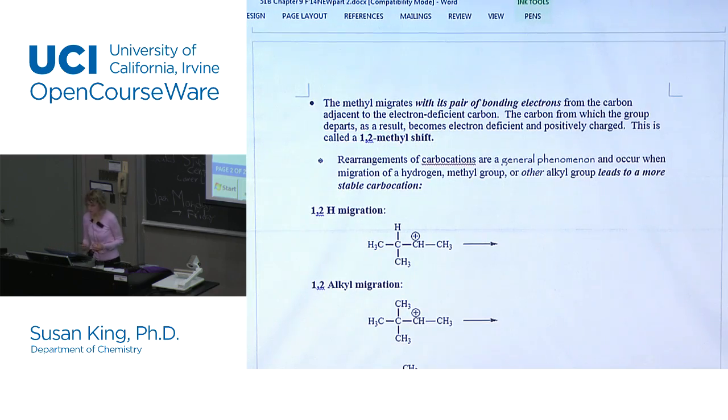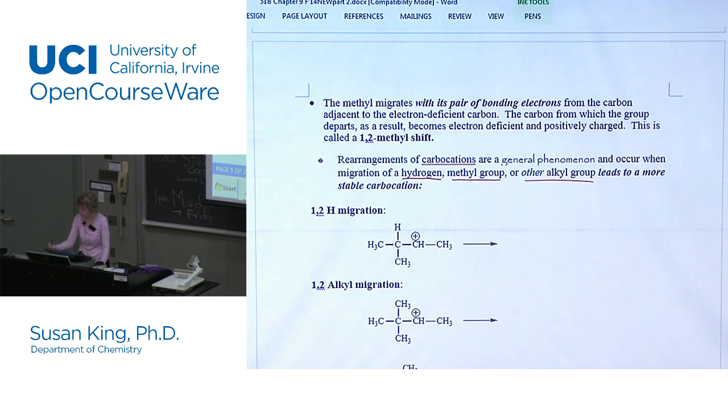Okay, so the methyl migrates with its pair of bonding electrons from the carbon adjacent to the electron deficient carbon. The carbon from which the group departs, as a result, becomes electron deficient, because that methyl is grabbing that extra hydrogen that actually belonged to that carbon and taking it with them. This is called a 1,2 methyl shift. Rearrangements of carbocations are a general phenomenon and occur when migration of a hydrogen, methyl, or other alkyl group leads to a more stable carbocation.